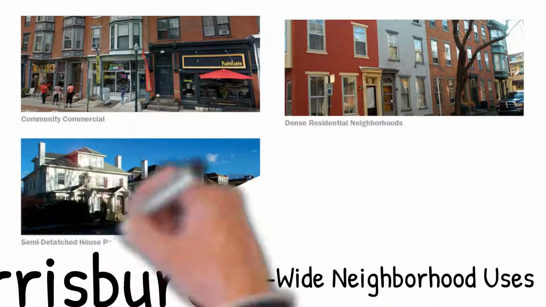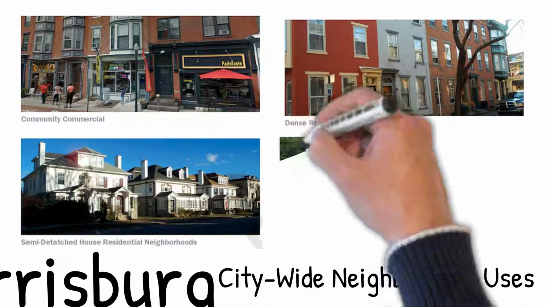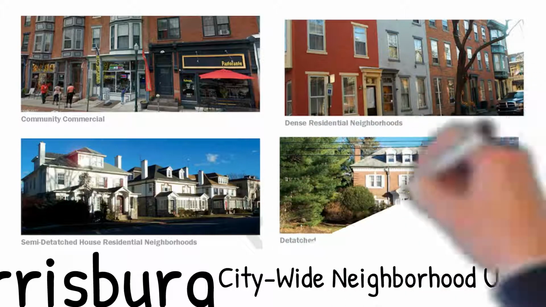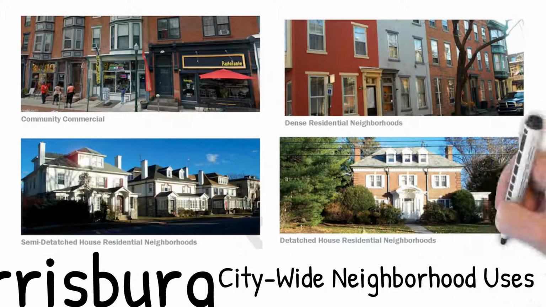The other one is semi-detached housing, residential neighborhoods, where now we've got specific houses that are detached. A wall that's between them is a party wall. And then the last is detached housing, residential neighborhood. So these are detached houses, single houses around the city. So that's the 4 basic groups that you see.